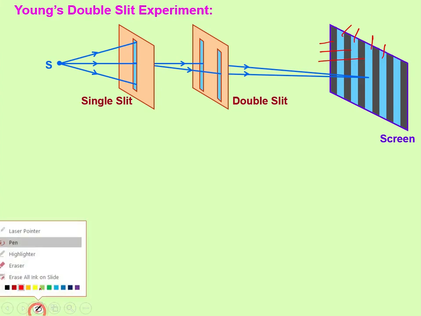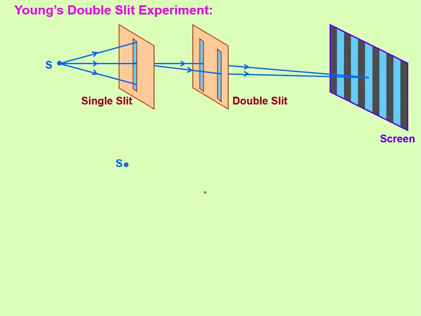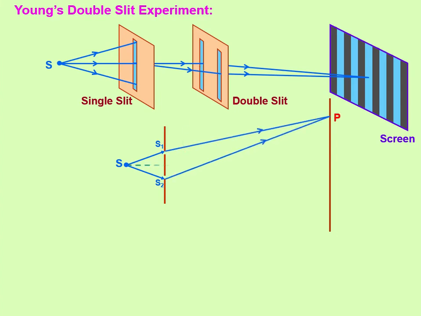What is the experimental setup of YDSE? We have one source. It is made to pass through two narrow openings, two slits, S1 and S2. Waves after passing through the slits are made to fall on a screen. See, these are two slits. Waves are allowed to pass through the narrow openings, and they fall on a screen that is placed at some distance away.